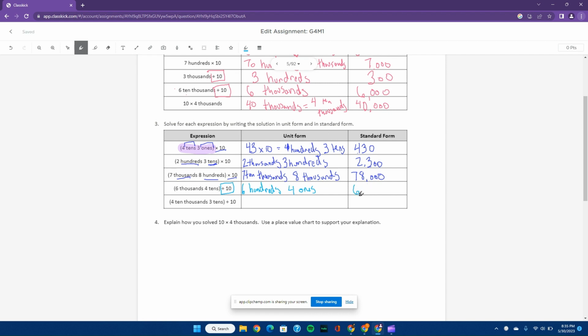So 6 in the hundreds place. I don't have any tens here listed, so I still need to put that 0 in there. And 4 ones goes in the ones place to make 604.